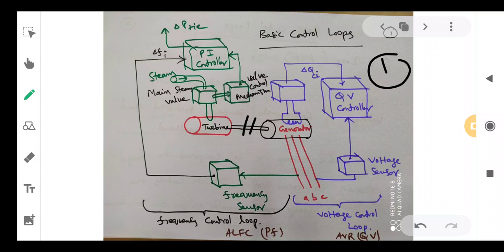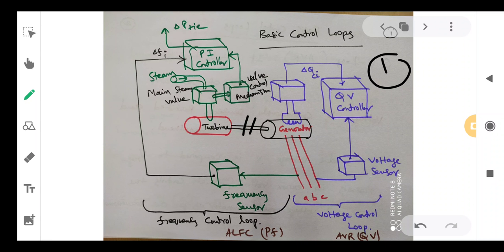You can have a second loop. That second loop is the frequency control loop, the inner control loop of the load frequency loop. So there are two control loops in the ALFC. Very first one, let us understand this. From the output terminals of the generator, you can sense the frequency. The output of the frequency is delta F, change in frequency due to change in load.